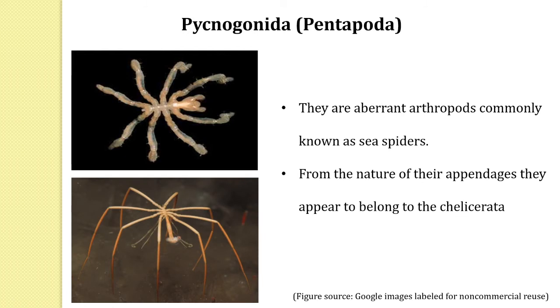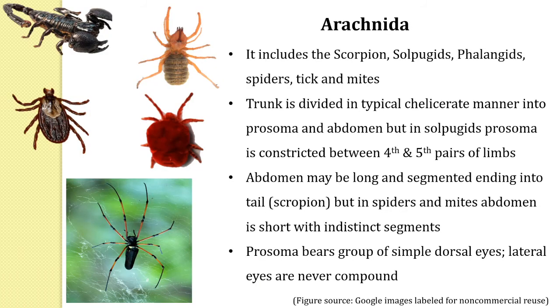The next one is the Pycnogonida, also referred to as Pantopoda. The pycnogonids are aberrant arthropods, commonly known as sea spiders, as the body of this organism somewhat resembles that of a spider, and they are found in the sea. Hence, they are referred to as sea spiders. From their nature and appendages, they appear to belong to the Chelicerata. And the modern members of the Chelicerata are the arachnids.